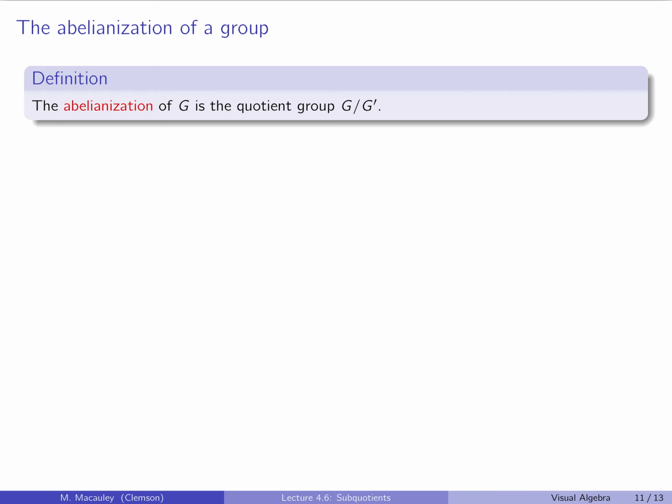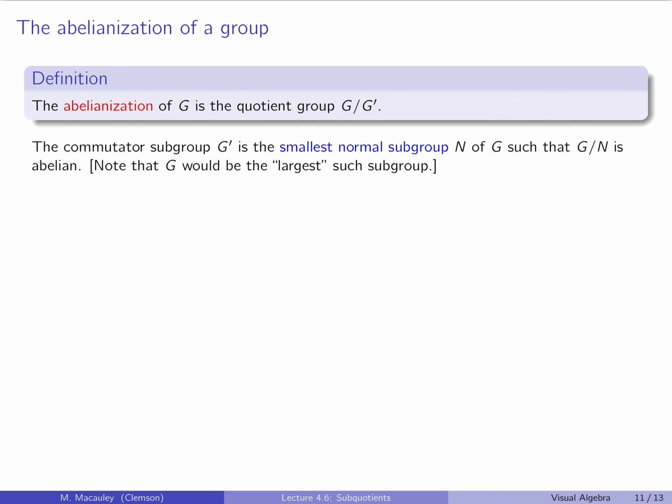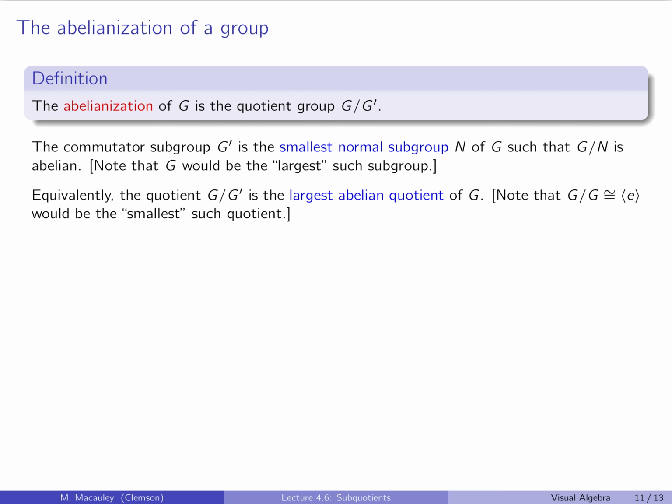The quotient of G by its commutator subgroup is called the abelianization of G, and we will study this more in chapter 6. The commutator subgroup, in some sense, is the smallest normal subgroup N of G such that G mod N is abelian. In other words, it is the smallest subgroup that we can quotient out by and get an abelian quotient. Equivalently, this quotient is the largest abelian quotient of G.